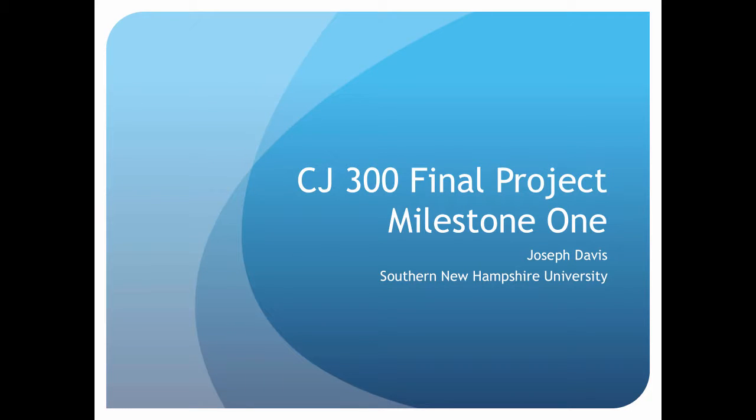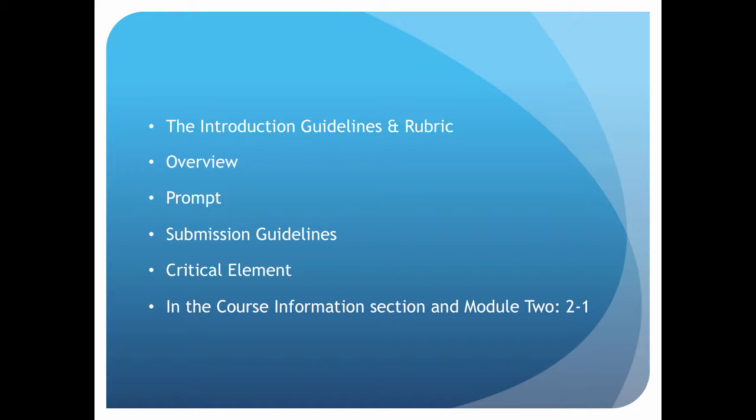Joe Davis, Southern New Hampshire University, CJ 300, where we're going to talk about the final project Milestone 1. We are in Module 2 here. Okay, we're going to take a look at the actual rubric, but here are the key parts: the introduction and guidelines, the overview, the prompt, the submission guidelines, the critical elements, and in the course information section, a reminder in Module 2-1 is where you'll find all of this.